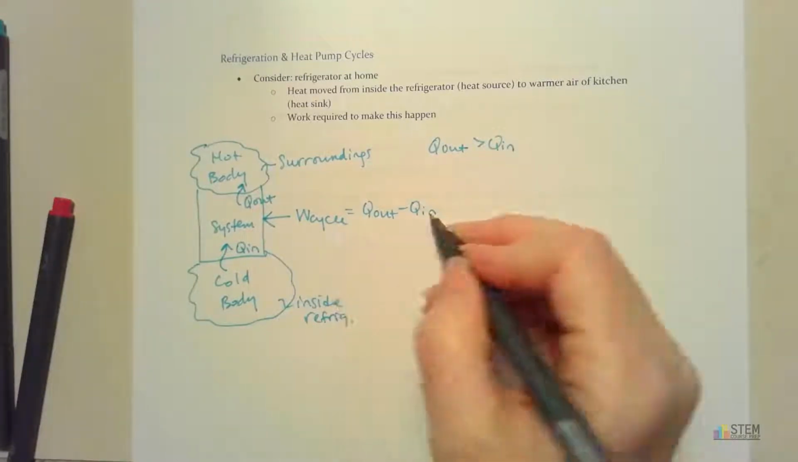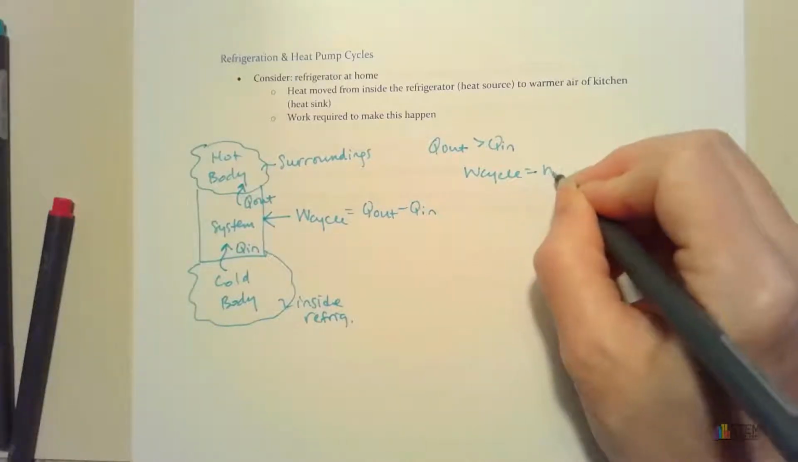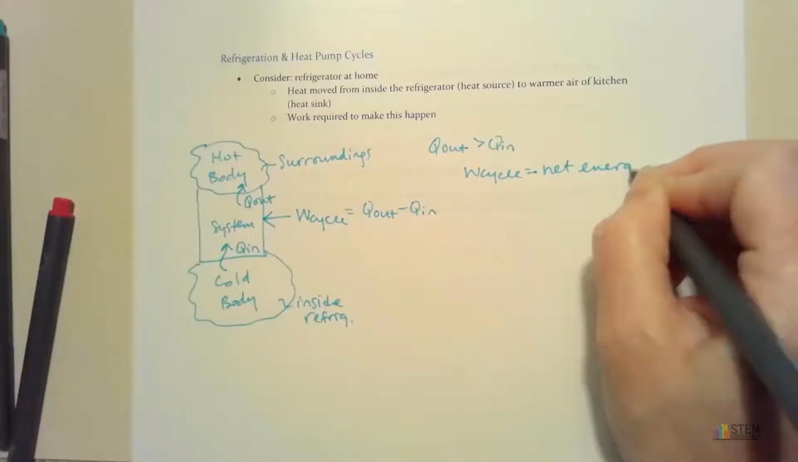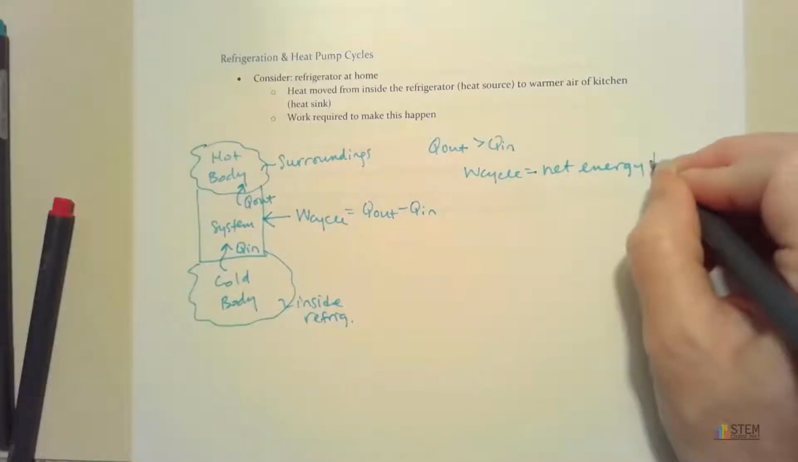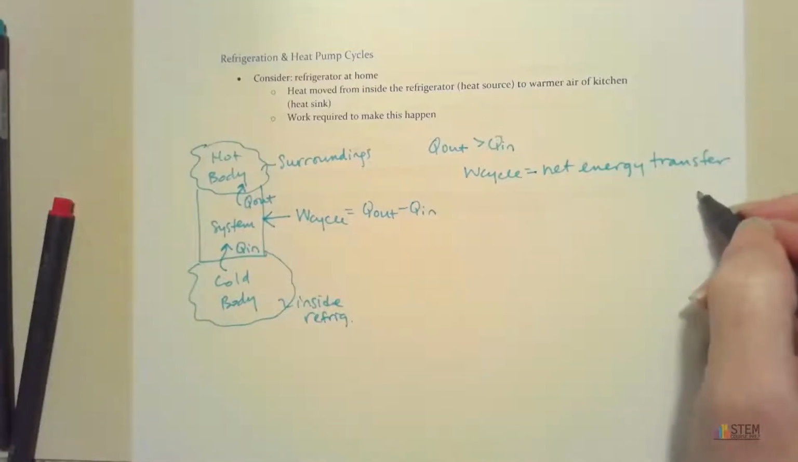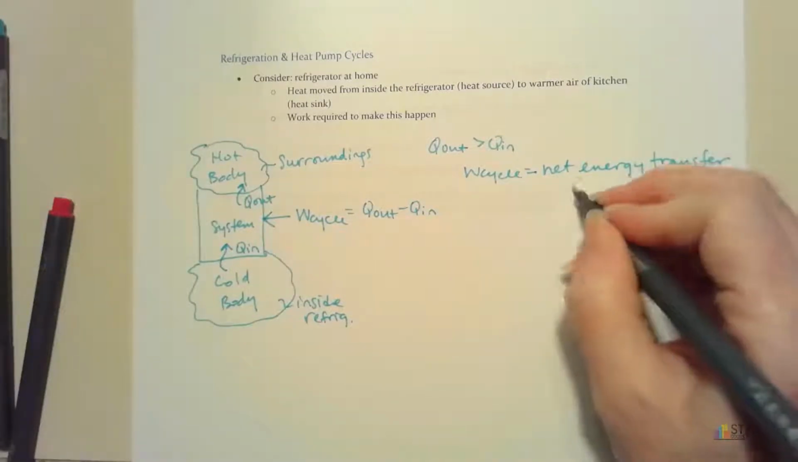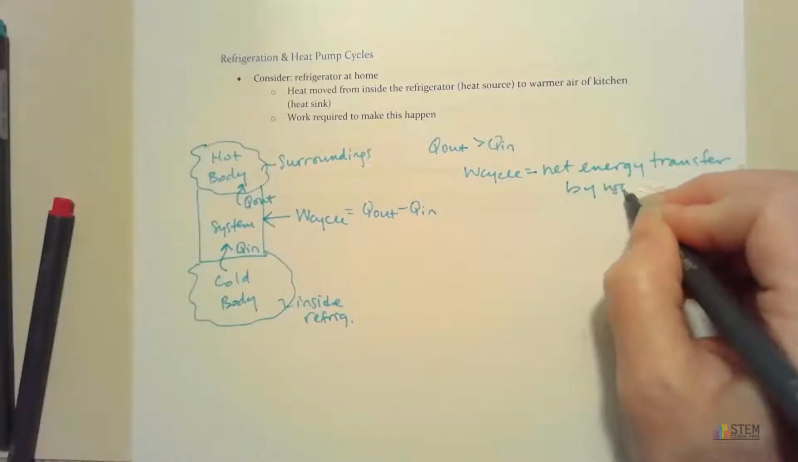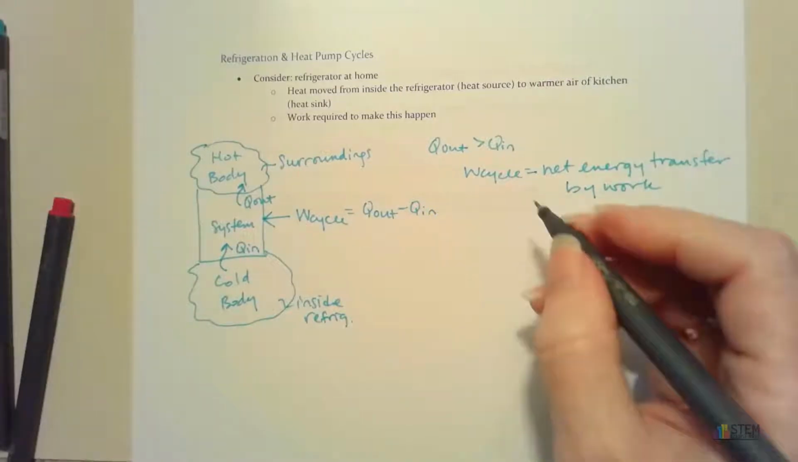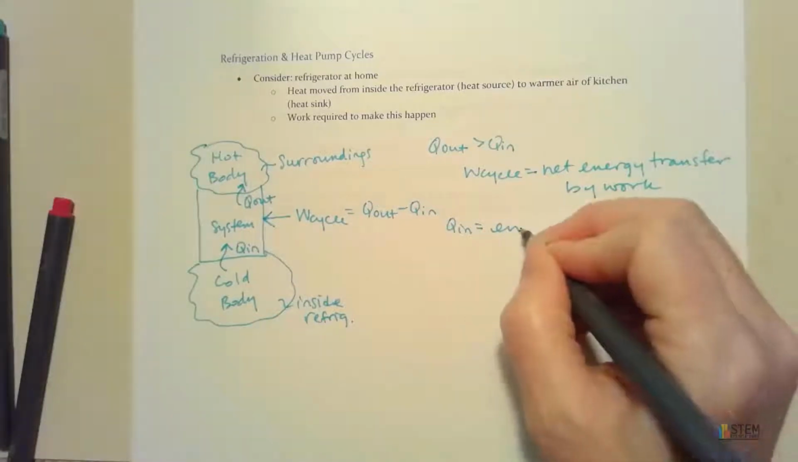Now let's write out what all of these terms are. So W cycle, that's our net energy transfer by work. Now in this case, it's opposite of that power cycle. In the power cycle, we were sending energy out. Here, we're bringing it in. Okay. Q in is going to be the energy transferred by heat into the system.